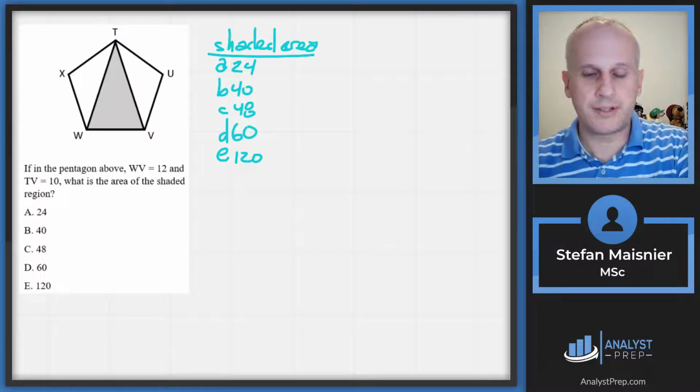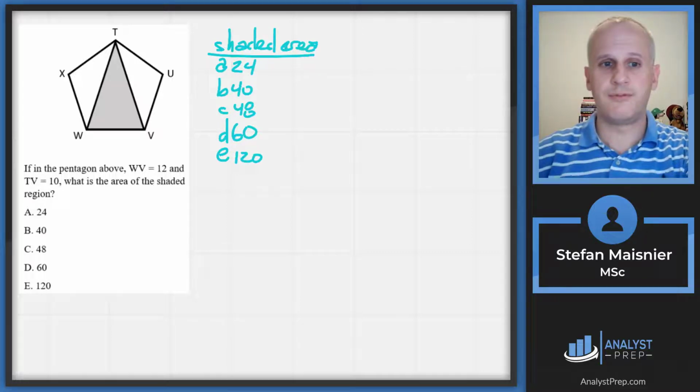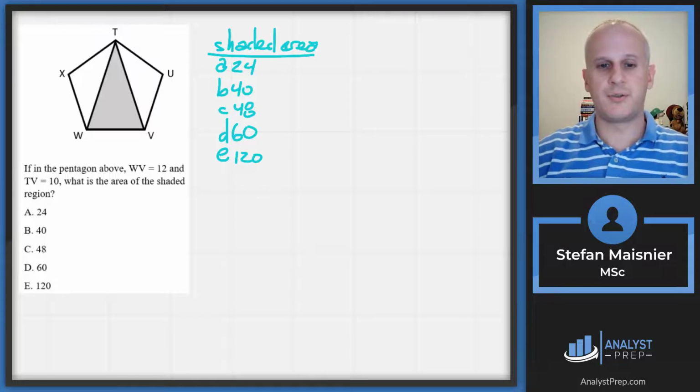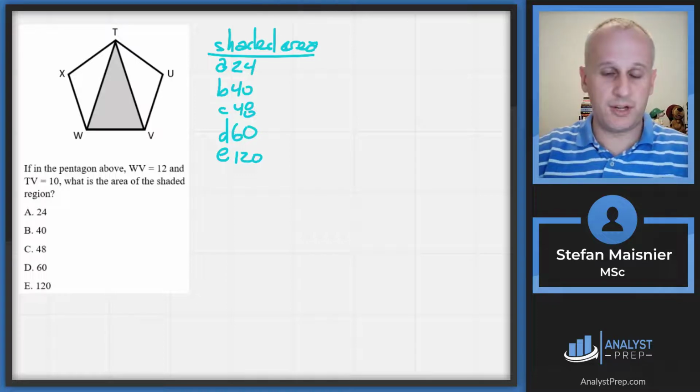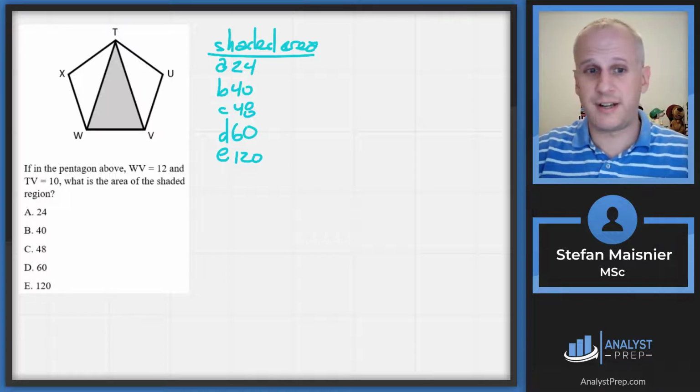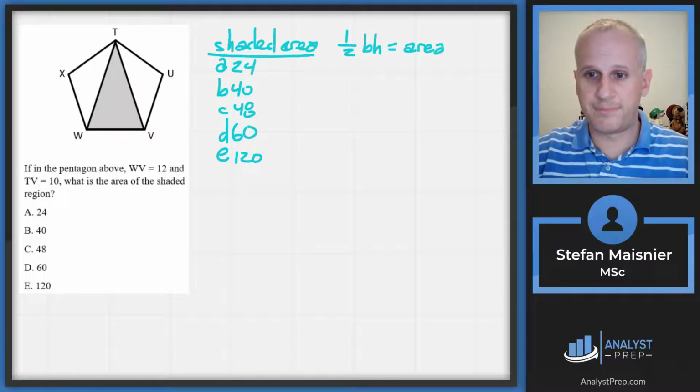So start taking notes as we go, and again, I've got to decide consciously whether or not I want to fully draw this thing out. So in the pentagon above, we've got WV is equal to 12, okay? And the shaded region is clearly a triangle. So I need my formula for area of a triangle, which is 1/2 base times height, is going to be the shaded area.